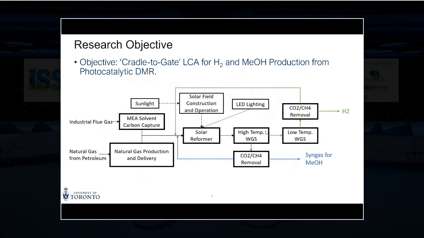So the pictorial shown here is a commercial scale life cycle diagram that was developed based on a literature review. It includes processes associated with the carbon capture portion of the process, the natural gas production and delivery, construction and operation of a solar field for collection and concentrating this sunlight, and then some purification stages. So these high temperature water gas shift and low temperature water gas shift stages, which are essentially to take the raw syngas in and then convert the ratio of carbon monoxide to hydrogen towards a more hydrogen rich syngas, which can be used for the production of your products, hydrogen and methanol.